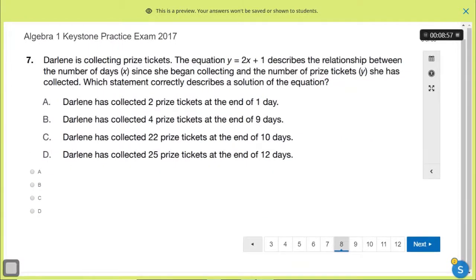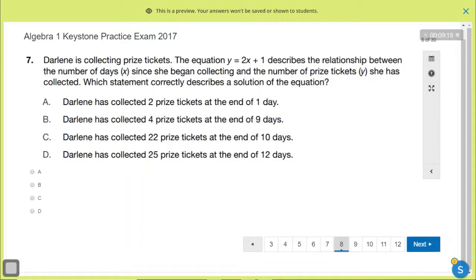Next question. All right, this one's going to be looking at verifying solutions. Darlene is collecting prize tickets. The equation y equals 2x plus 1 describes the relationship between the number of days x since she began collecting and the number of prize tickets y she has collected. All right, which statement correctly describes a solution to the equation?